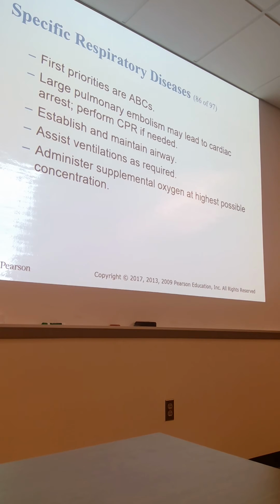Is a PE just in the lung, or could it be in the pulmonary artery or vein? Could it be in either one of those and still be classified as a PE? No. That's a good question though.